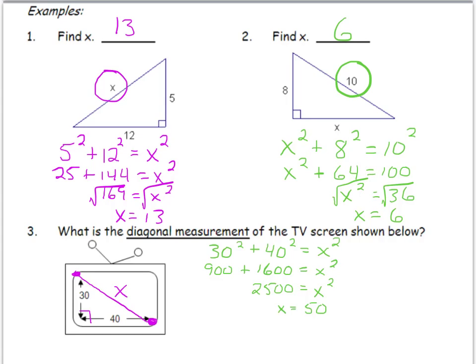By setting up my Pythagorean theorem, my legs were 30 and 40, and I needed to find out the hypotenuse. So we did 30 squared plus 40 squared equals x squared, solved it out, and we ended up getting x was 50, meaning that the diagonal measurement of my television screen is 50 units, inches normally.